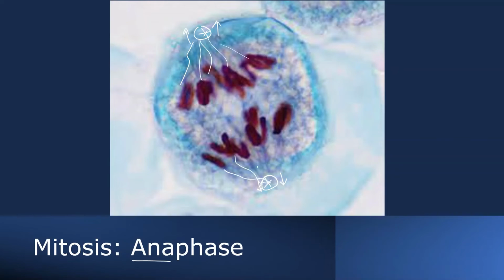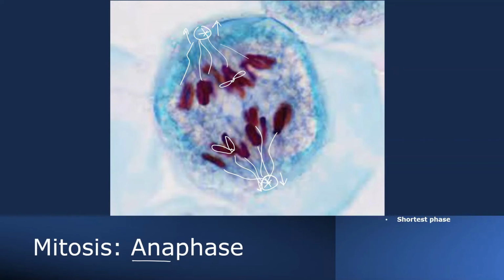Same thing here. We've got spindle fibers, but now you can see what's happened. We've ripped those chromosomes apart. And so the chromosomes now just look like single propellers. It's hard to see that. This one's kind of folded over like that, so you can get a better picture of what you're looking at. But this is anaphase.